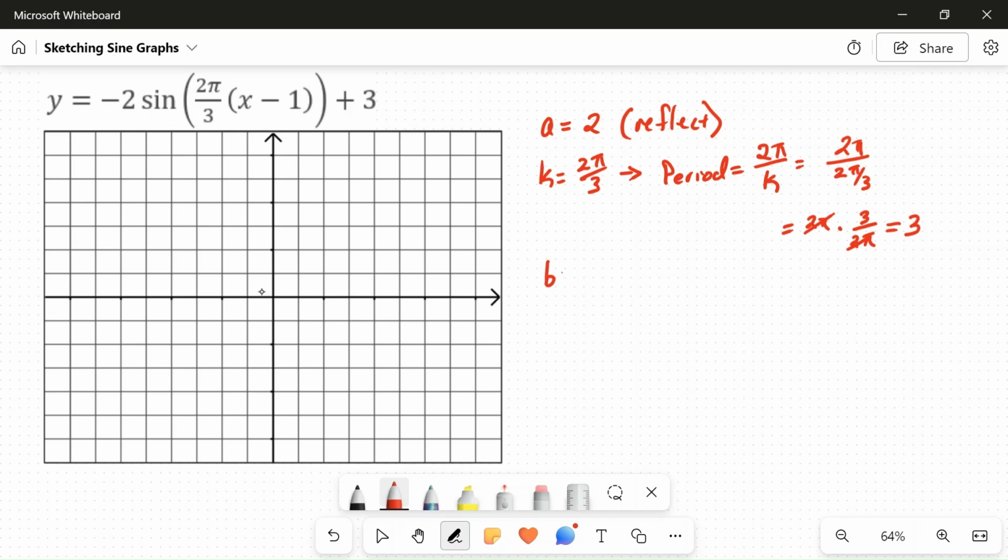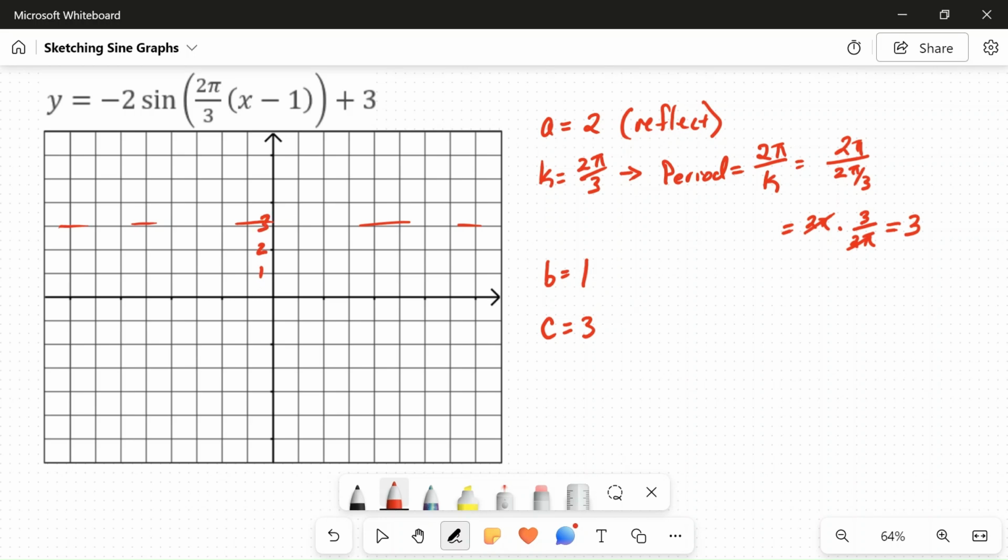All right. Then let's look at our phase shift. In this case, we have x minus 1, so our phase shift is 1 unit to the right. And then our value of c is a plus 3. Okay, so my midline is at 3. So I'm going to draw in a 3 line here. So 1, 2, 3.